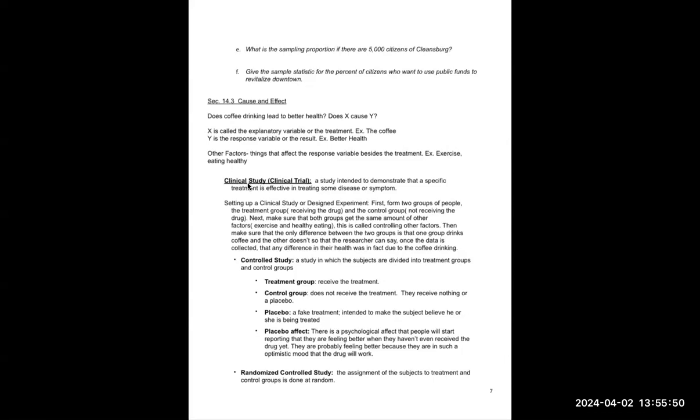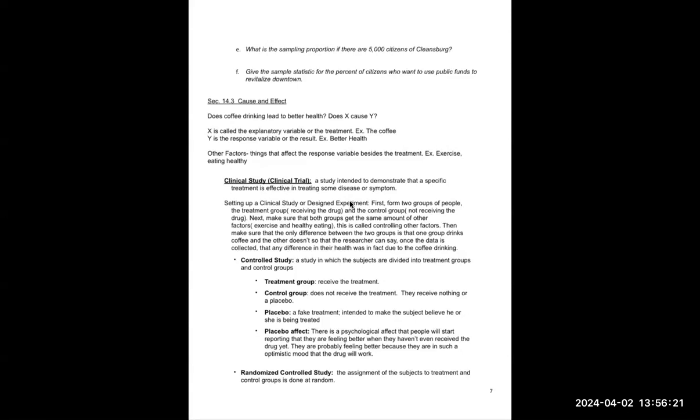And a clinical study, or a clinical trial, is a study intended to demonstrate that a specific treatment is effective in treating some disease or symptom. This is usually talking about a drug treating a certain illness or disease or symptom.